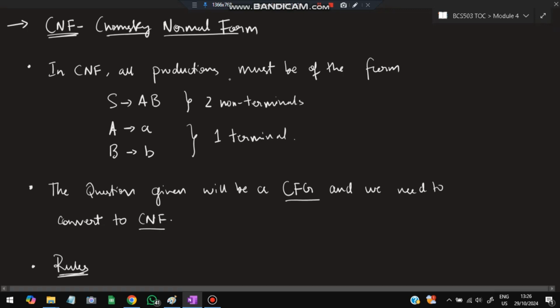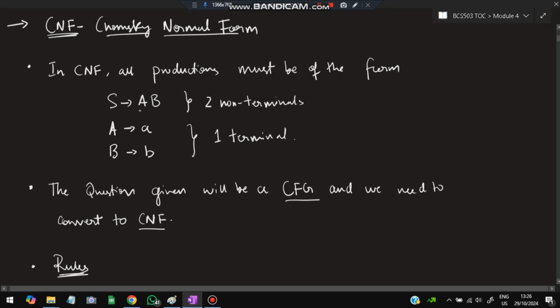Now how do we do that? Chomsky normal form has two rules. The CFG, it is only CFG, but this CFG has to satisfy two rules. Whatever the productions are, this is one production, another production, and a third production. These productions should satisfy a few rules. What are those rules?